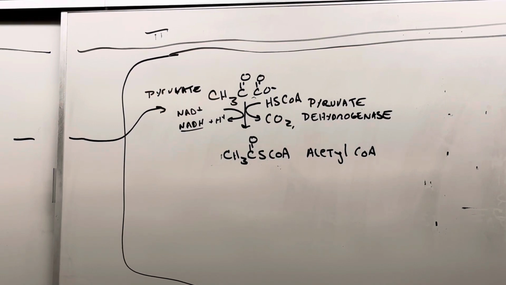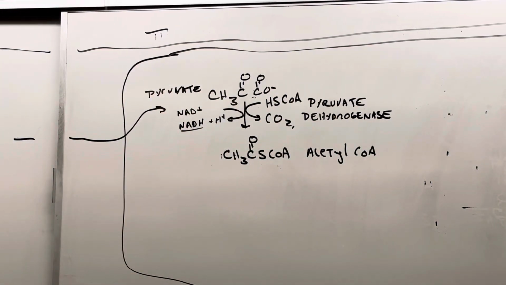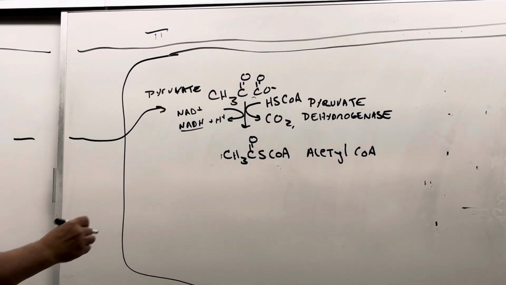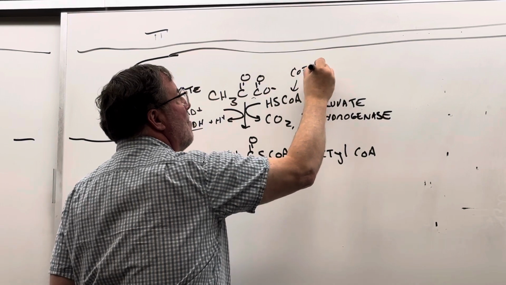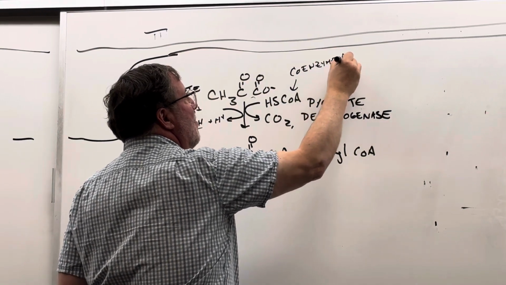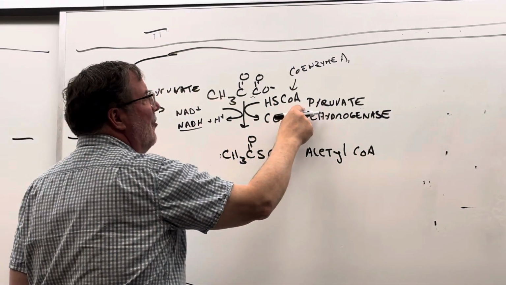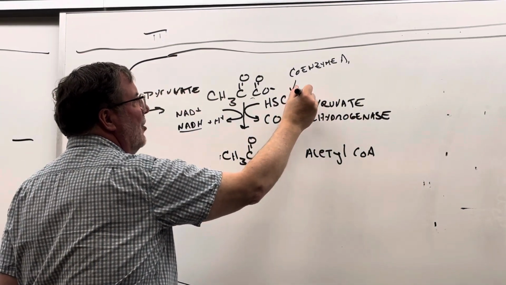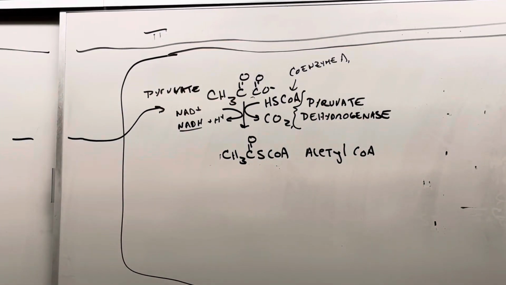Wait, which part is the pyruvate dehydrogenase? That's the enzyme that catalyzes this whole process. It's actually an enzyme complex. So the HS-CoA is the pyruvate dehydrogenase? No, this is coenzyme A. Again, we'll get to the nitty-gritty details of this. The enzyme that catalyzes this whole reaction is pyruvate dehydrogenase.